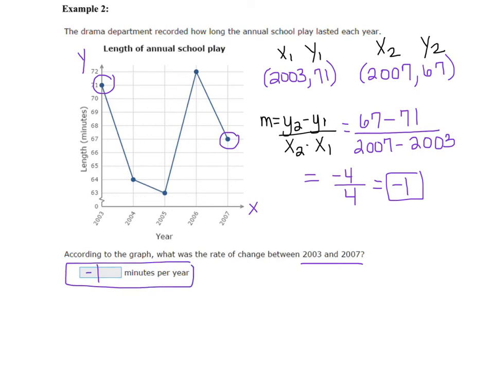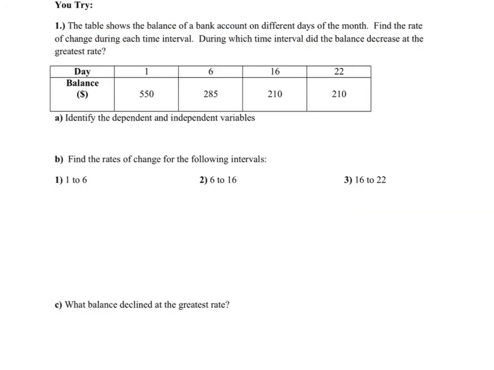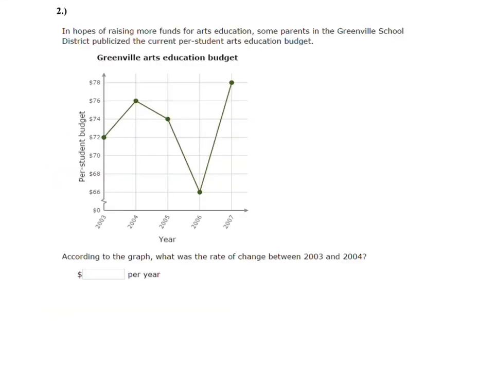Therefore, the rate of change between the years of 2003 to 2007 was the assembly decreased by 1 minute between those years. So now after reviewing how to find the rate of change, given a table and a graph, I would like you to complete the You Try section. Please complete number 1 of the You Try section and complete A, B, and C. Then complete number 2. And we will discuss our answers in class.